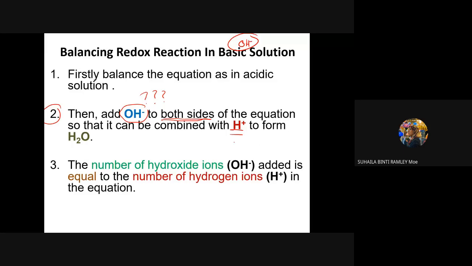Okay, then OH minus. Since the 16 H plus is on the left, we add 16 OH minus. So this combination will produce 16 H2O. The 16 OH minus on this side remain as OH minus.